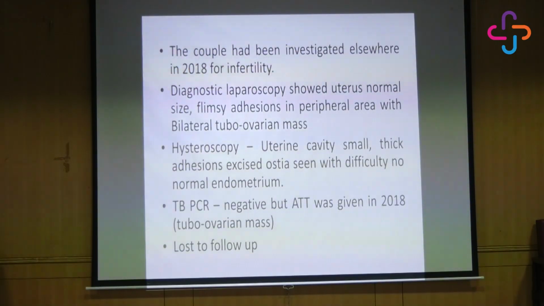Hysteroscopy had shown a very small uterine cavity with thick adhesions, for which they proceeded to do an adhesiolysis. With much difficulty the ostia were seen, and it was mentioned in the case report that no normal endometrium was seen. In view of the tubo-ovarian mass, TB-PCR was sent, but it came back negative. But in view of the clinical presentation and the intra-op finding, the patient was given ATT. But the patient lost follow-up with the fertility clinic.